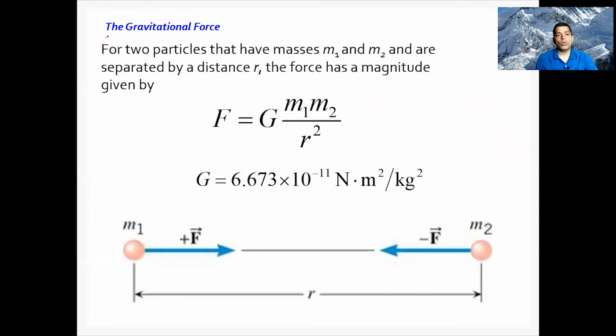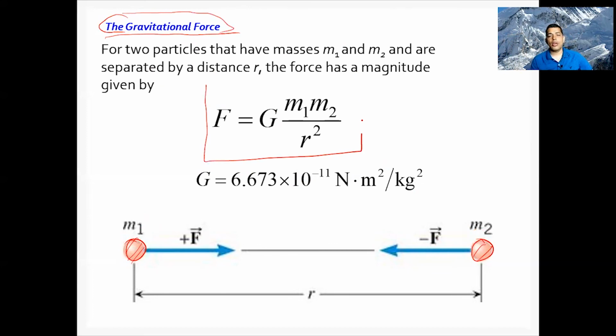Okay, so you have two masses here, mass 1 and mass 2, and there is always a force of attraction between two masses. Suppose you take any two masses, and there is always a force of attraction between them, and that force of attraction is called the gravitational force. Okay, and we can write the formula for gravitational force.